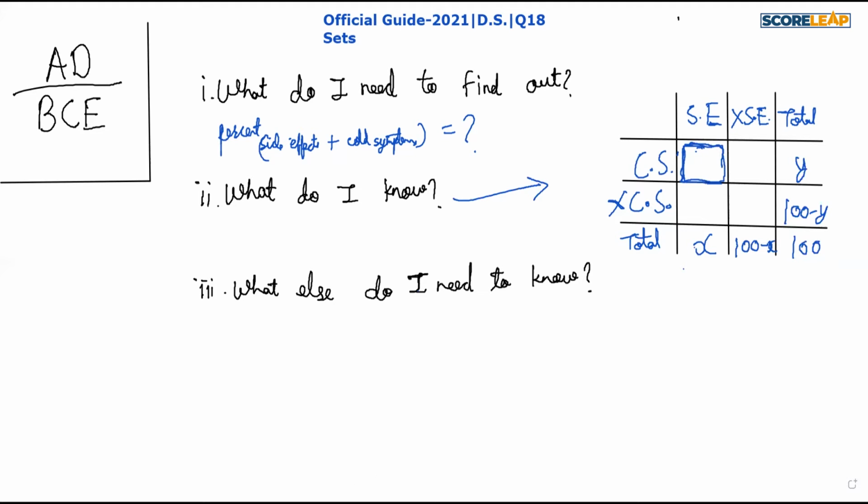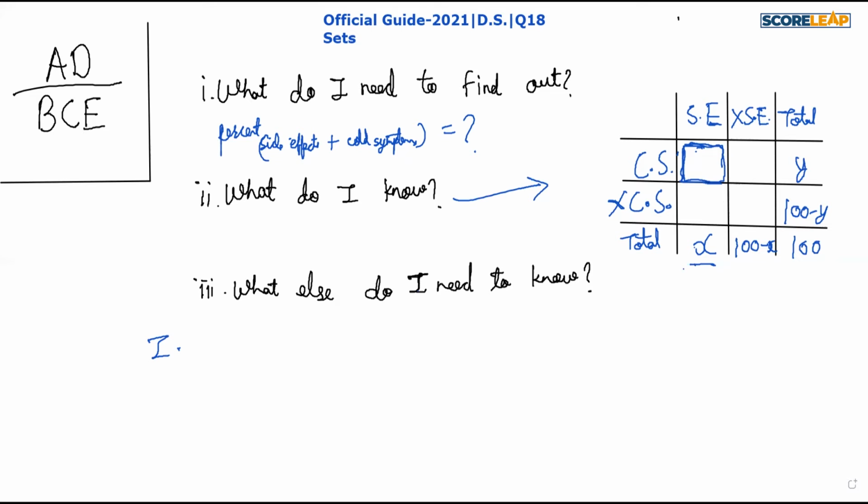Now let us jump to statement 1. The answer to our third question is that we need to find out any two of these values. If I know the total percentage of side effects and the ones experiencing side effects but not cold symptoms, I will be able to figure out this value. So it can be figured out from any two or three of the variables. That is what else I need to know.